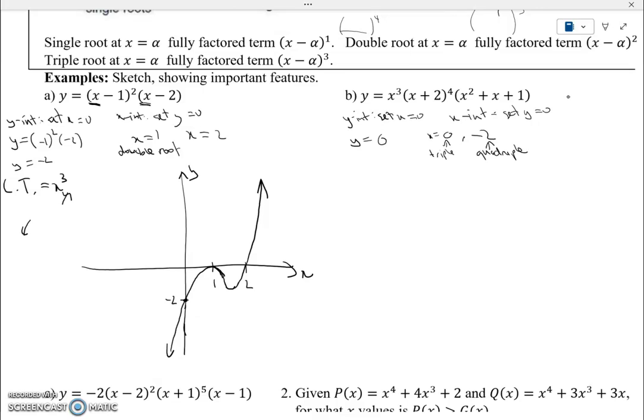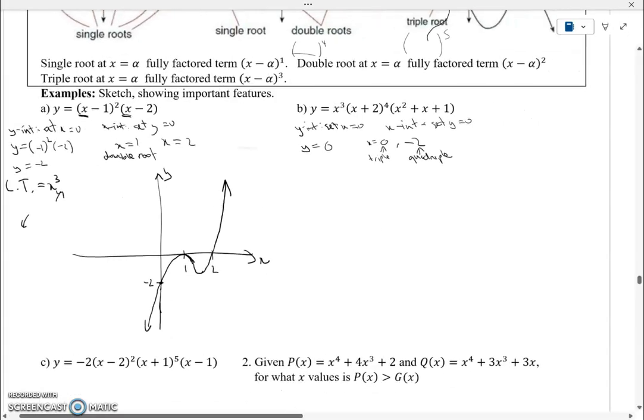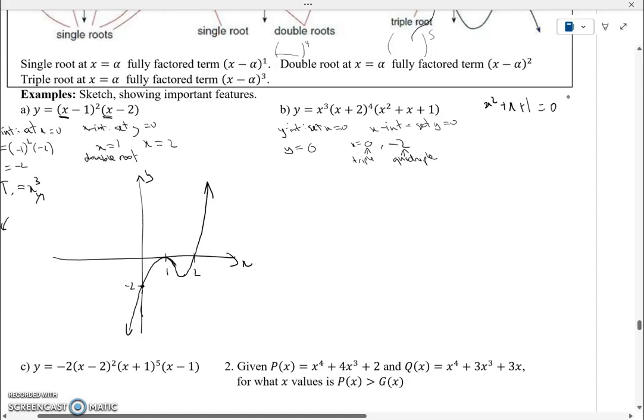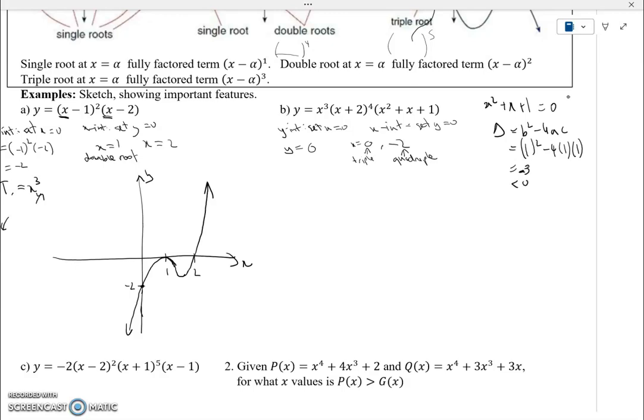Now this guy, if you set this equal to 0, we need to see if there's any solutions to this. So x squared plus x plus 1 equals 0. If you work out the discriminant, you can quickly see if there's any real solutions or not. So 1 squared minus 4 times 1 times 1, that's -3. -3, so it's less than 0, therefore no real solutions there. So that means no x-intercepts from that bit. Okay, so I've got my y-intercept, I've got my 2 x-intercepts there.